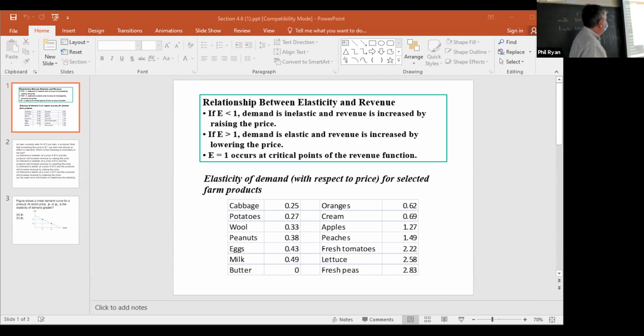Okay, so here are some examples of some goods. For some reason, I didn't put the butter in properly, so just ignoring butter, we see that all these goods here, cabbage, potato, wool, peanuts, egg, milk, oranges, cream, are all inelastic goods, which means that as the price increases, it's going to have very little change on the demand.